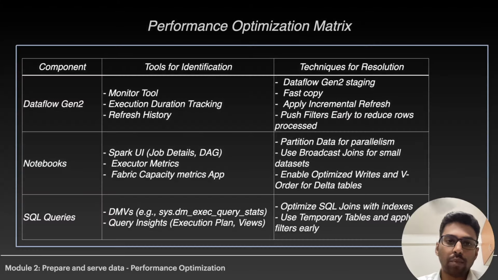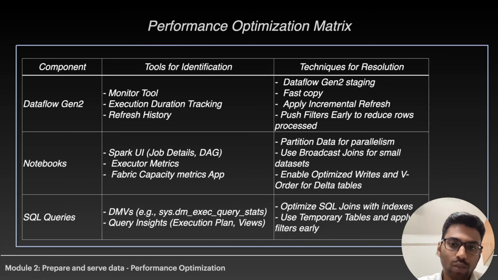Okay, let's look at the performance optimization matrix that I have here. So the idea here is to expose you to different tools that we need to use in Fabric to identify the performance bottlenecks, be it Dataflow Gen2 component or Spark notebooks or SQL queries. So I have provided the distinction here across different components. What are the different tools that you can use in Fabric to identify the performance bottlenecks, and the resolution part, what are the different techniques that you can use to provide resolution for those bottlenecks as well. That's the idea. So I thought it's easier for you to understand with this matrix.